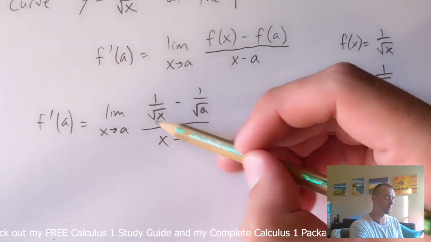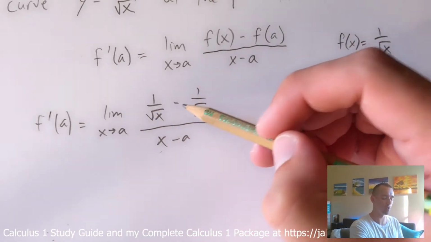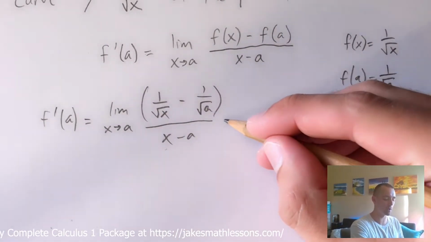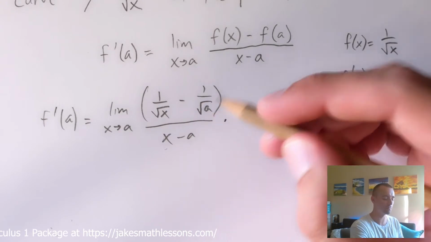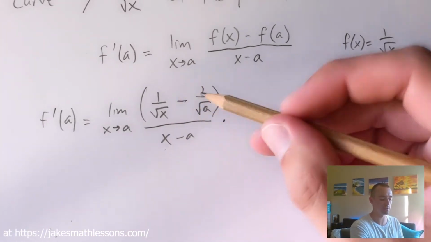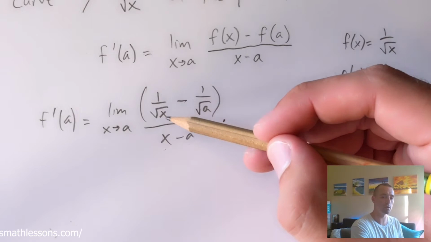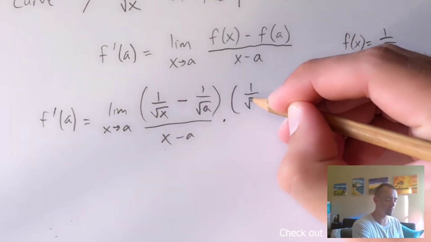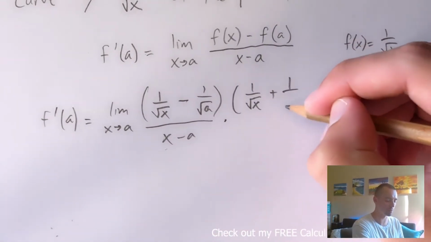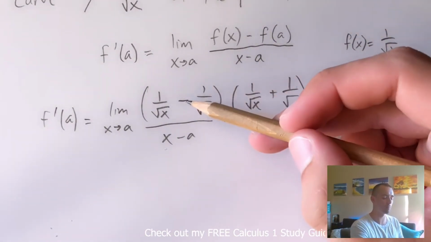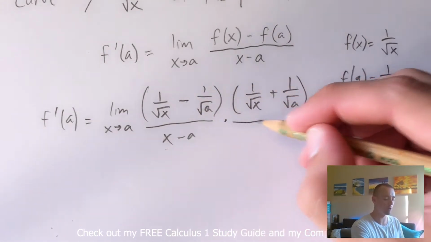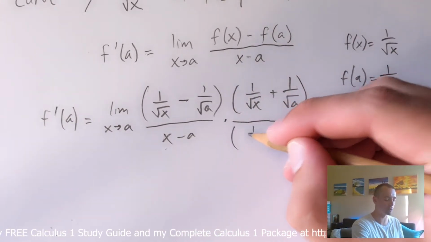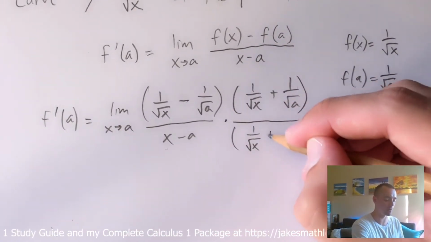Usually when you have some sort of square root term minus or plus some sort of other square root term, the best place to start is by multiplying the top and the bottom of this fraction by the opposite of whatever's up here. So in this case, we have 1 over the square root of x minus 1 over the square root of a. We want to multiply it by 1 over the square root of x plus 1 over the square root of a. If we had a plus here before, we would just put a minus here. But what you want to keep in mind is whatever you do to the top of a fraction, you also have to do to the bottom of that fraction, or else you're changing its value and it's no longer equal.